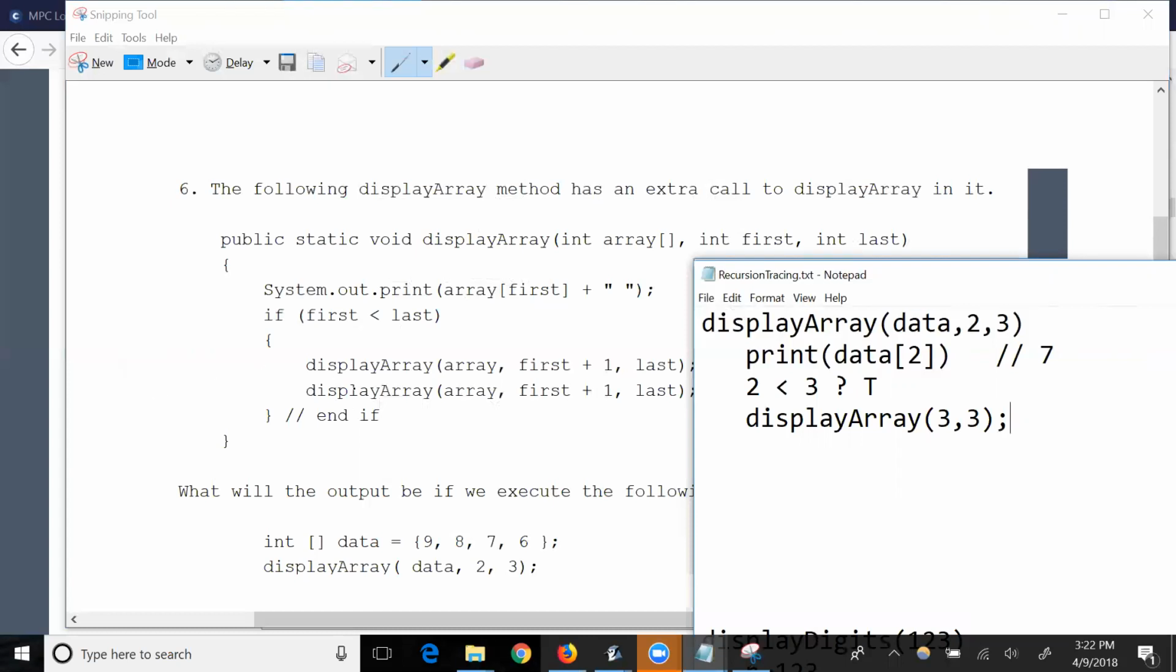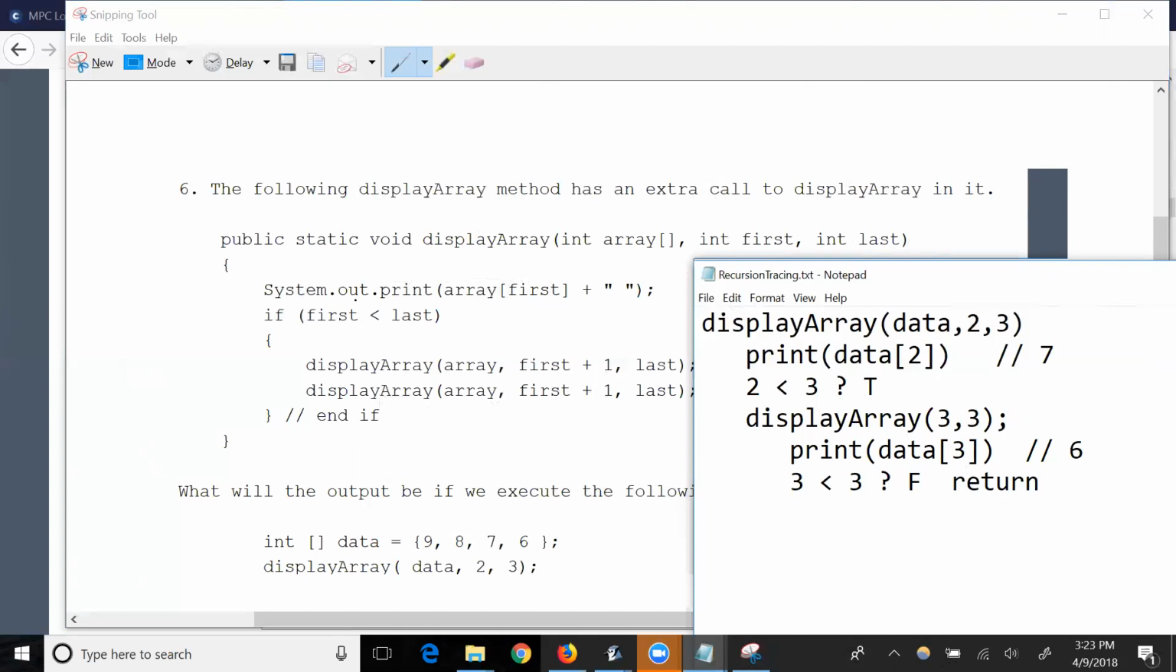Okay, so we jump in another level down, and in this level both first and last are 3. So what happens in this level? Well, the first thing it does is print array of first. In this case, first is 3, so we print the first data of 3, or array of 3. So this is going to print data of 3, which is going to be the 6. And then first less than last is really checking to see if 3 is less than 3. In this case, that's false.